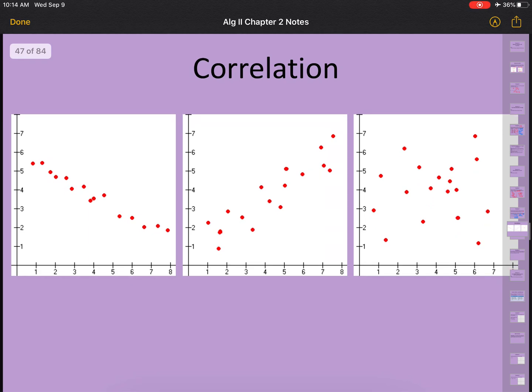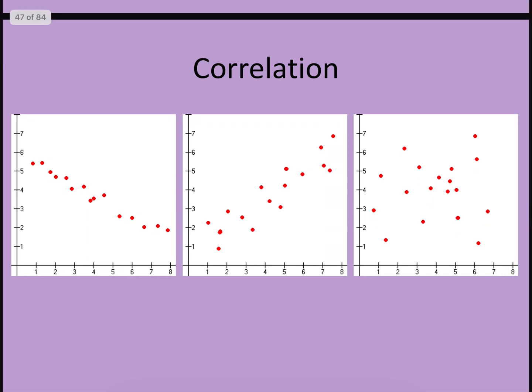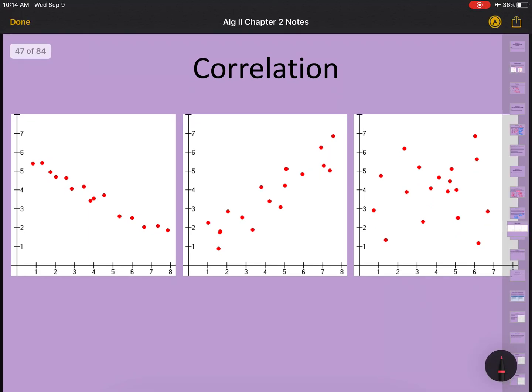So a couple examples here. See how in this first picture, we have all these dots going down, so as x increases, so here's our x-axis, all of our y values are decreasing. So we say that this is a negative correlation. Think of it as a negative slope, if you will.